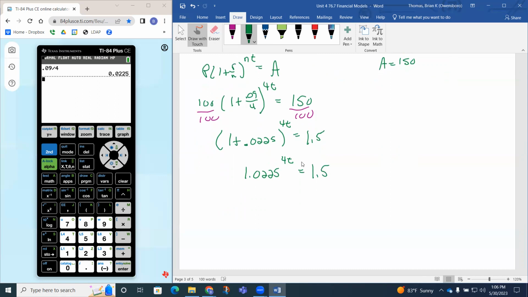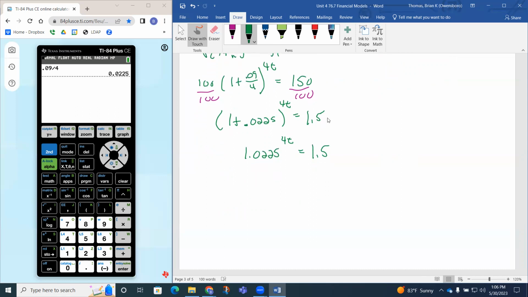So to solve for t, notice that t is in the exponent. To get t out of the exponent, that's where logarithms come into play. I'm going to take the log of both sides. So I'm going to take the log of 1.0225 raised to the 4t, and I'm going to take the log of this side, which is the log of 1.5.